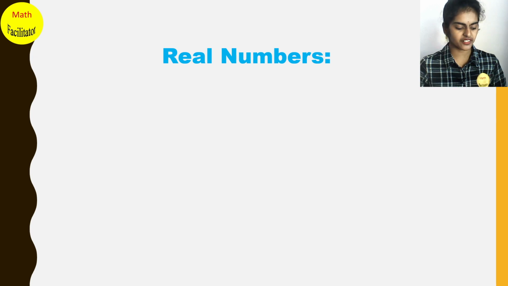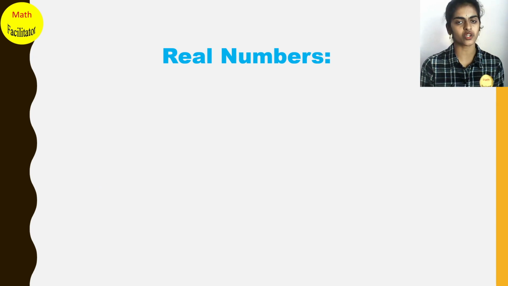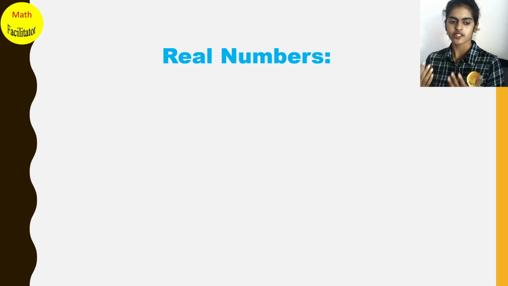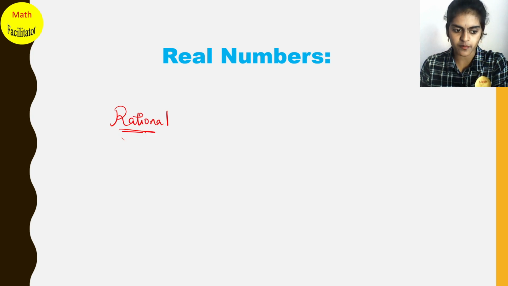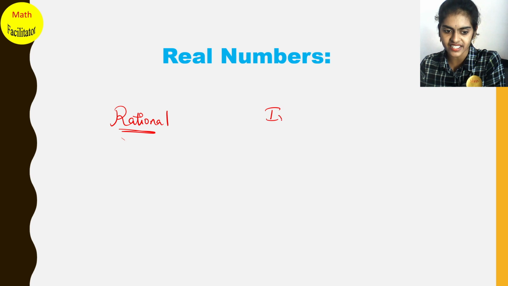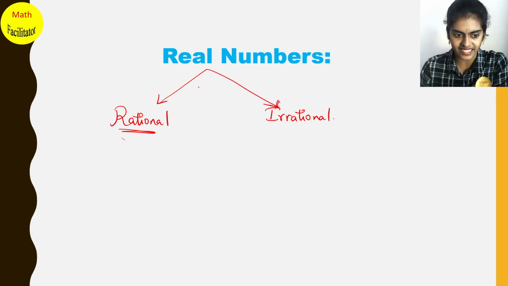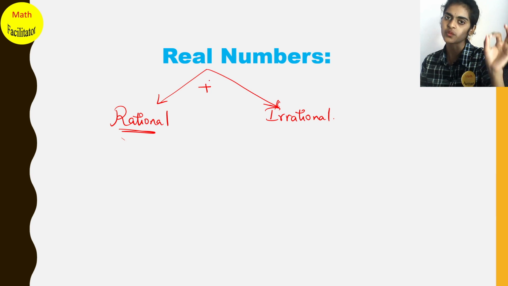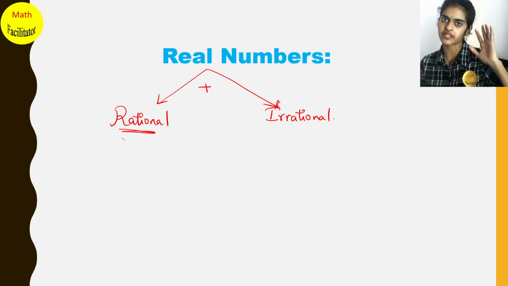So firstly, the real numbers chapter consists of different concepts, but I just want to start from the basics. Okay, so basically we all know that numbers are divided into rational numbers and irrational numbers. Okay, so if you take the combination of rational and irrational numbers, rational plus irrational numbers will give you real numbers. Clear? So rational numbers plus irrational numbers will give you real numbers.